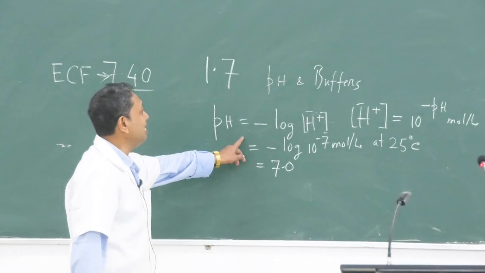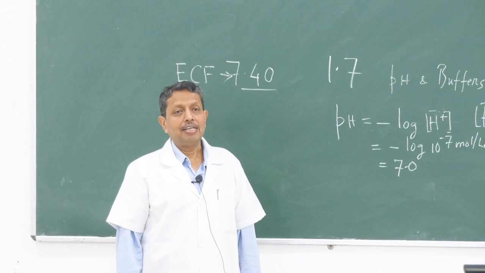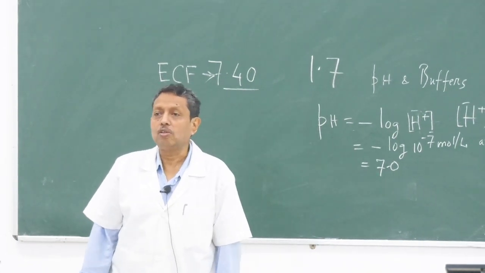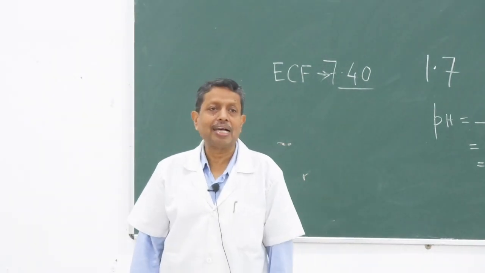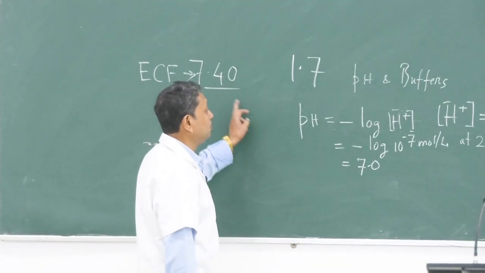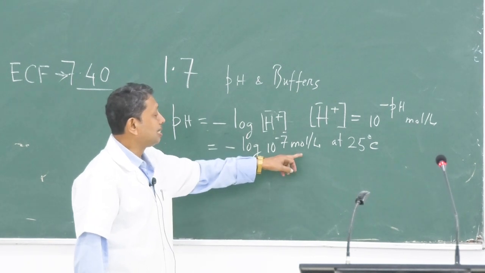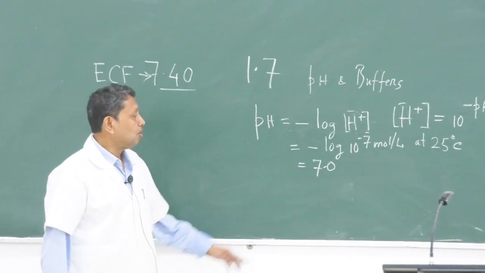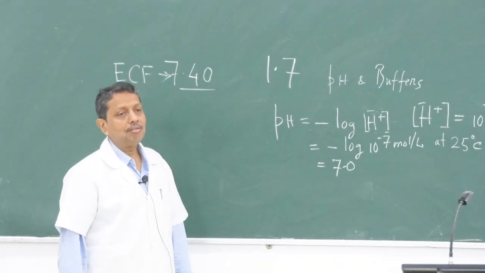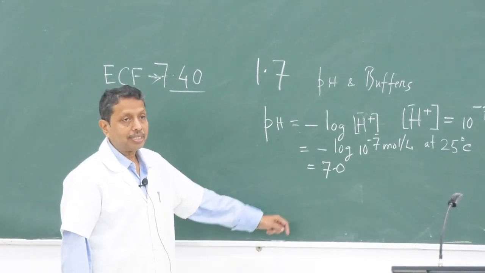pH is equal to minus log hydrogen ion concentration, and the concentration is much lower than that of the other ions. In arterial plasma the pH is 7.40, and in water at 25 degree centigrade the concentration is 10 to the power minus 7 mole per liter. So pH is 7.0, and pOH is also 7.0 at that temperature in water.